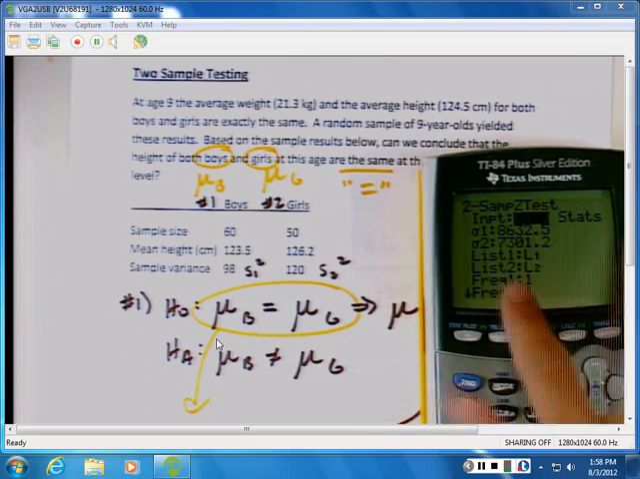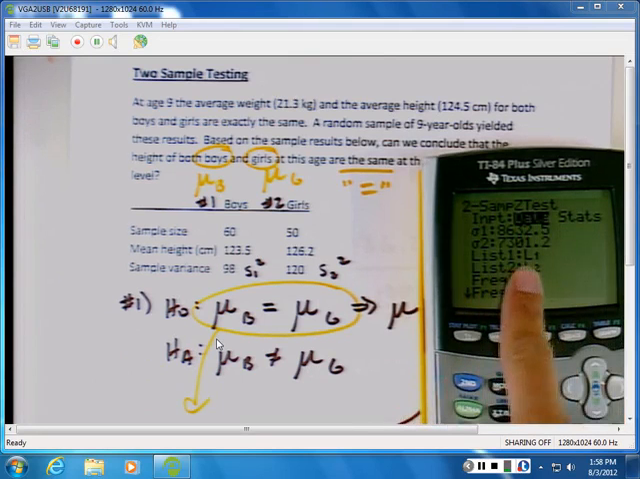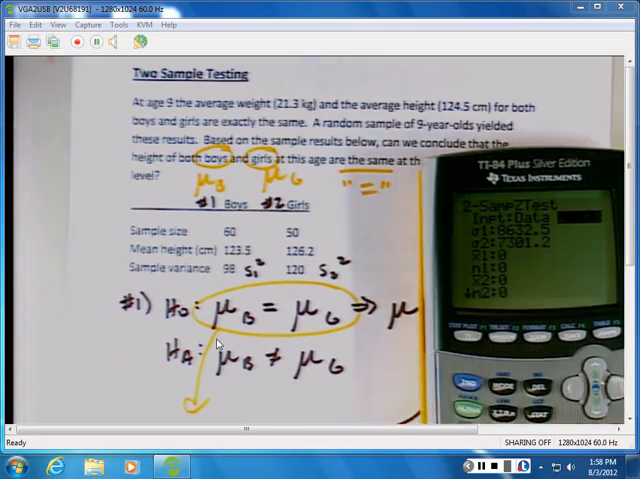Right now, mine's set up for data, so it's asking me where I put the data. I don't have the heights of all those kids. I just have the calculated mean and variance. So I want to move over to stats. So I'm going to hit stats and enter. Now it's going to start asking me for what I was looking for.